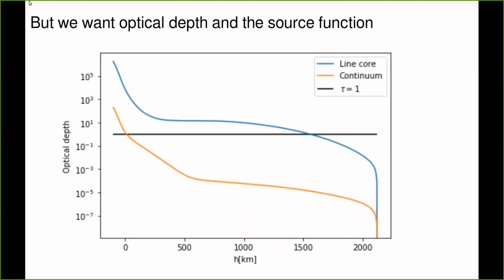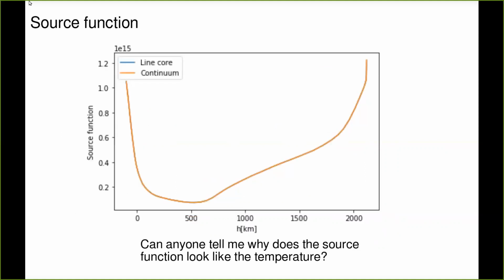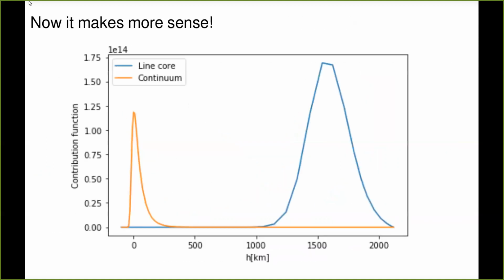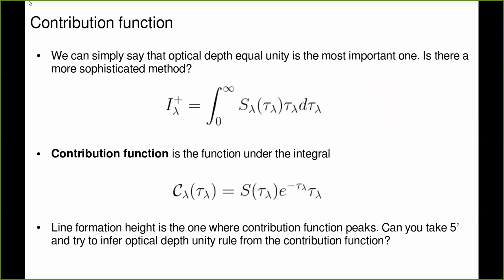So take a look here. These were the tau curves. So this was log tau here. Was this tau? Yeah, this was tau. Okay, so the contribution function basically tells me the following thing. It tells me how much each region contributes to the intensity. Obviously, the higher the source function is, the more contribution I'm giving. That makes sense. If the source function is bigger, I somehow contribute more to the outgoing intensity.